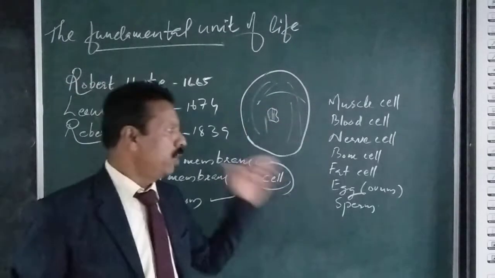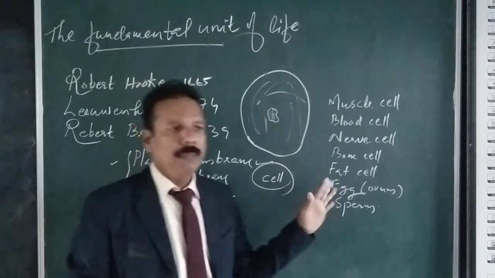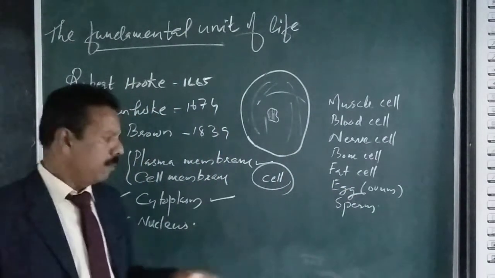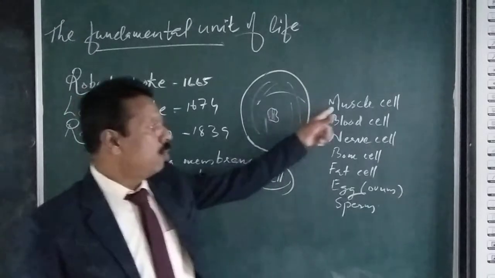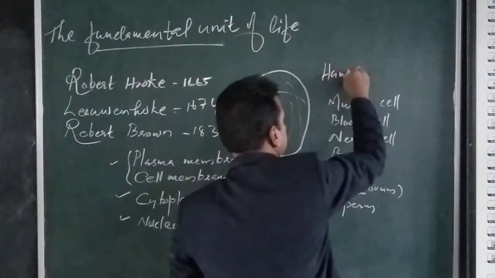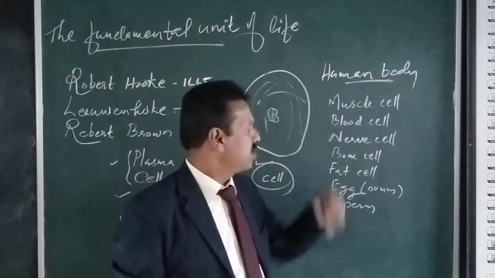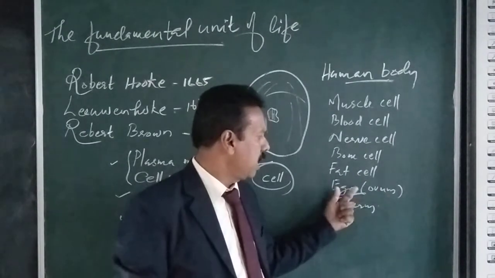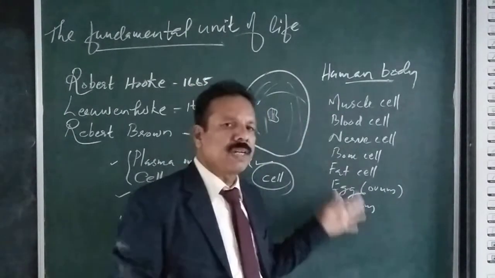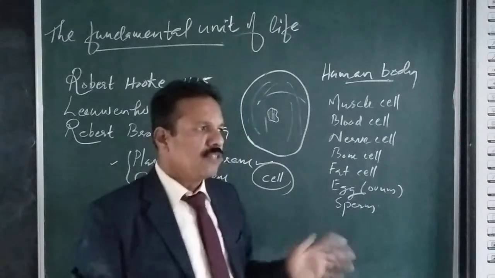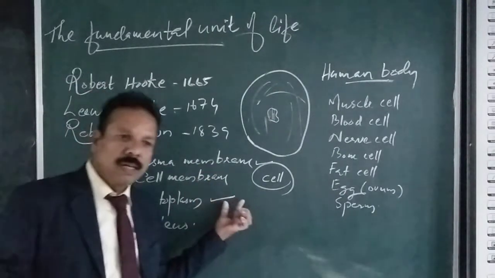Now, the human body contains different types of cells. Cells have different shapes, but the common parts of all cells are the same: plasma membrane or cell membrane, cytoplasm, and nucleus. In the human body we can see different cells: muscle cells, blood cells, nerve cells, bone cells, fat cells, egg or ovum, and sperm, that is the sex cells. These cells have different sizes and shapes, but they all have a nucleus, cytoplasm, and plasma membrane.